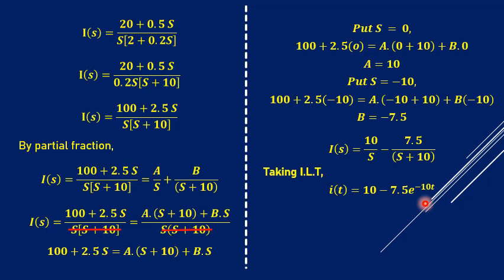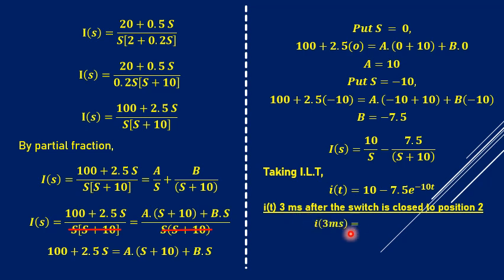Now in the problem it is asked to find the current 3 milliseconds after the switch is closed to position 2. Now in this expression, wherever you find t, put t is equal to 3 milliseconds, that is 0.003 seconds. So I of 3 millisecond is equal to 10 minus 7.5 into e power minus 10 into 0.003. It comes out to be 2.72 amps. So this is the final answer.